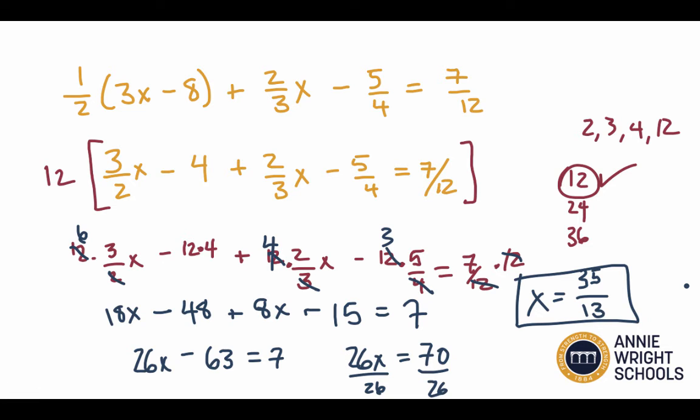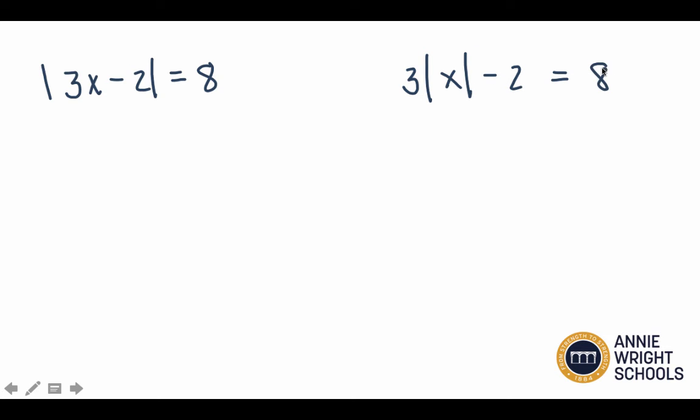And I'm not going to lie and say that that's easy, but it is simpler if you know how to multiply by the lowest common denominator to clear all those fractions out. Lastly, let's look at two different absolute value equations. One that's a little bit simpler, the absolute value of 3x minus 2 equals 8. And then one's a little more complicated, 3 times the absolute value of x minus 2 equals 8.